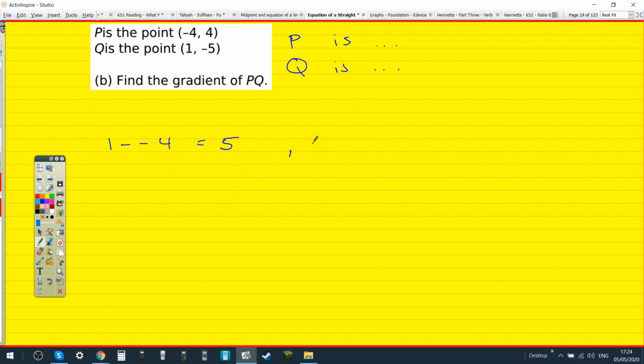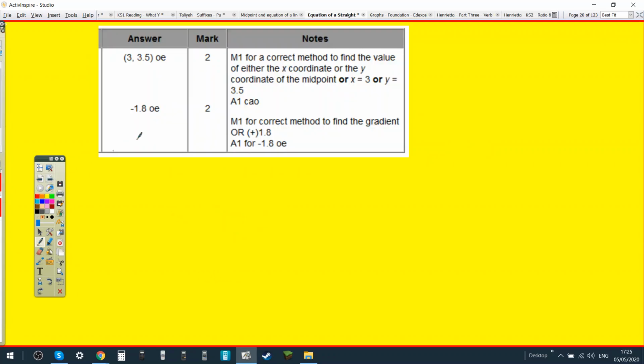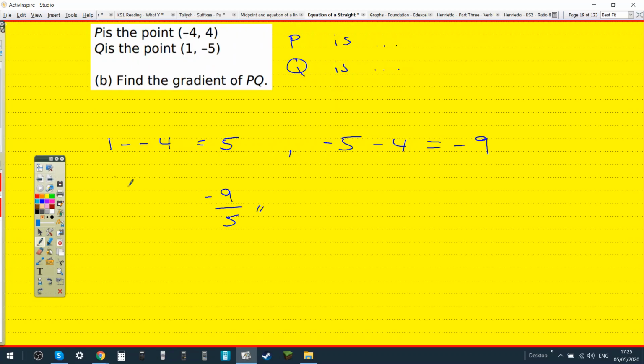4 minus 5 is 9. So first one, you did second takeaway first. That's correct. Then you have to do 5 minus 5 minus 4, and that is minus 9. And so what's the gradient? Gradient is 1.8. So what, 9 over 5? Yeah. It'll be minus 1.8, but basically minus 9 over 5. Minus 9 over 5 is fine, or minus 1.8, whichever you want. Yes, so it's just second takeaway first. Any questions about that?